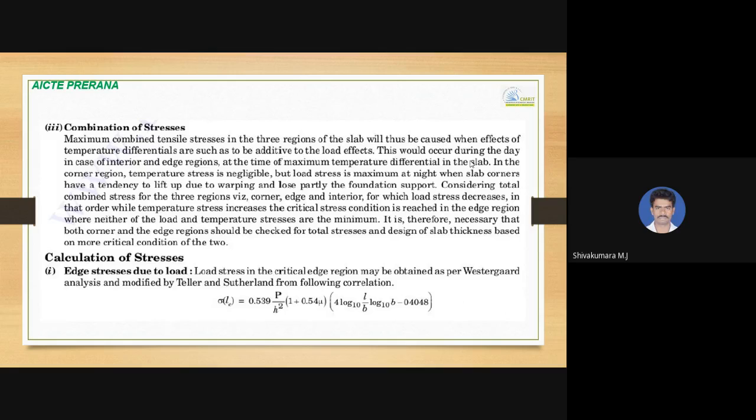And calculation of these stresses, in case of edge stresses due to load, it can be calculated by using the formula 0.539 P divided by h square into 1 plus 0.54 mu into 4 log of L by B to the base 10 into log B to the base 10 minus 0.4048. So this is the Westergaard's analysis formula, which is modified by Teller and Sutherland.